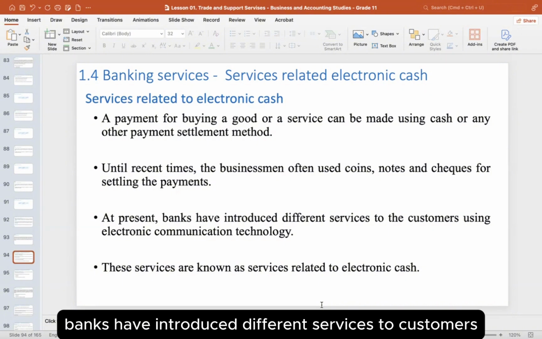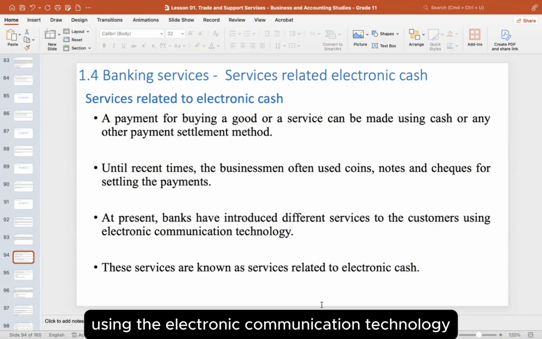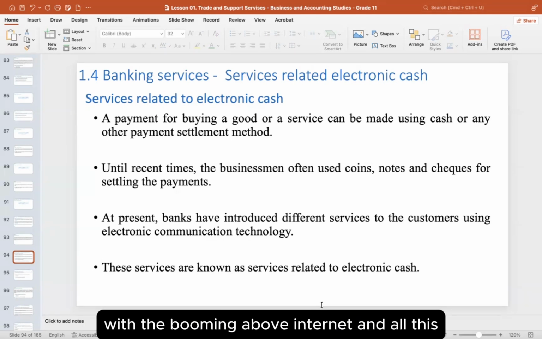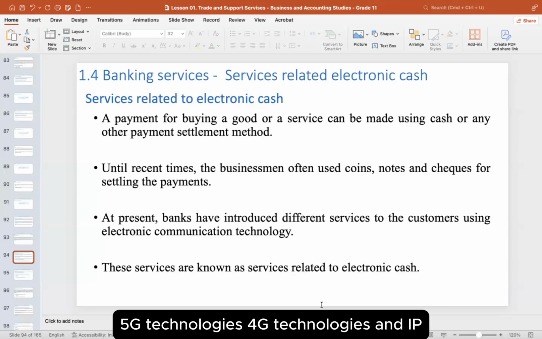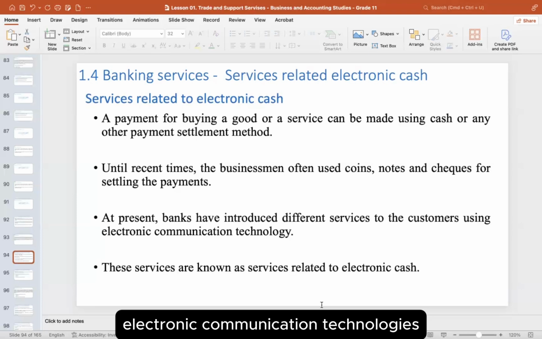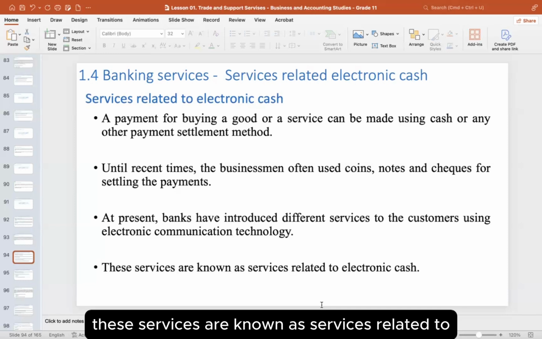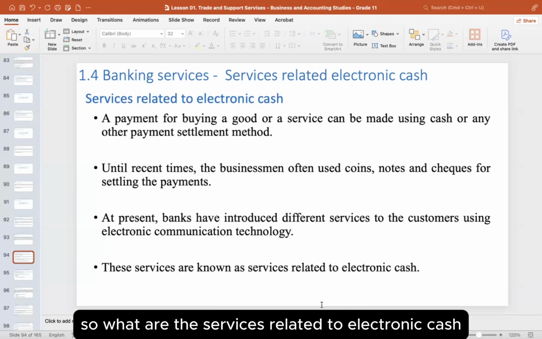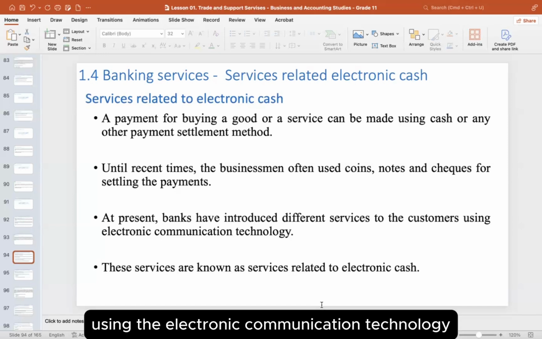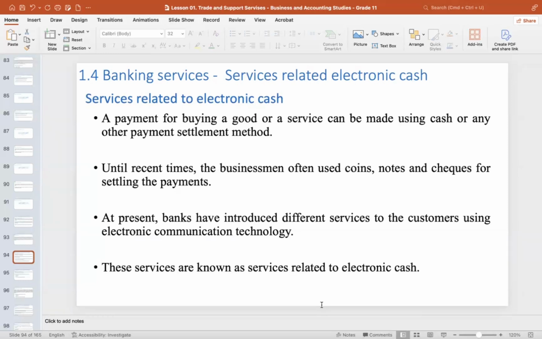Now, banks have introduced different services to customers using electronic communication technology. With the booming of the internet and all these 5G and 4G technologies, and IT, banks have introduced electronic communication technology. So now you have smartphones and all that. These services are known as services related to electronic cash. So what are the services related to electronic cash? The services that are introduced by banks using electronic communication technology.